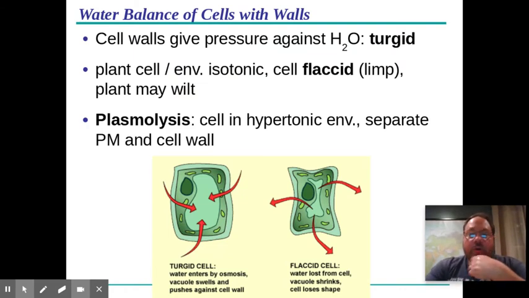When water flows in, we sort of talked about this. If you put a plant in a hypotonic solution, water will flow in. The water pushes on the cell walls, and the cell is turgid. When you have a plant in an isotonic solution, there's not much pressure on the wall, so the plant will go flaccid or limp. And plasmolysis happens if you put it in a hypertonic environment, because water will flow out, and the plasma membrane pulls away from the cell wall.